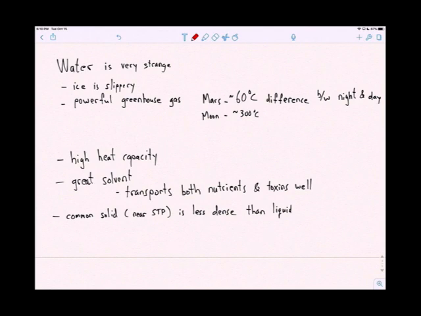So ice is slippery, but it's really weird that ice is slippery. What they used to think the reason why ice is slippery is because of the phase diagram looking like this, that the pressure here could actually melt the water. What really is going on though is that ice is slippery when it's close to the melting point.